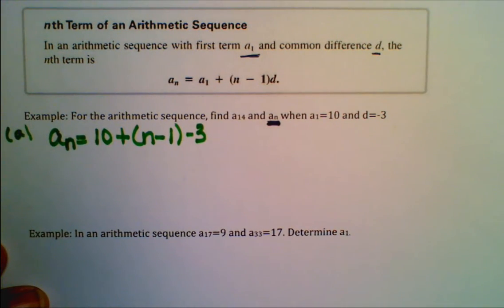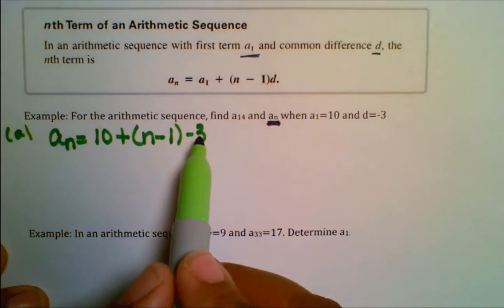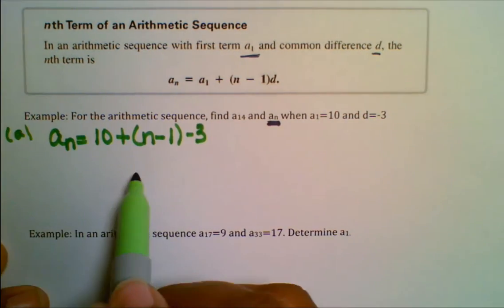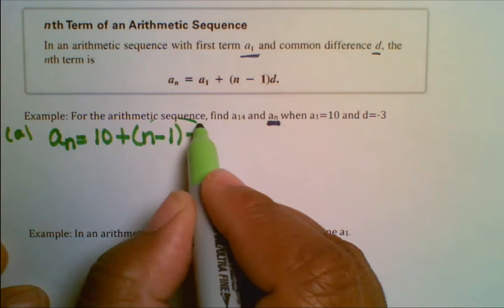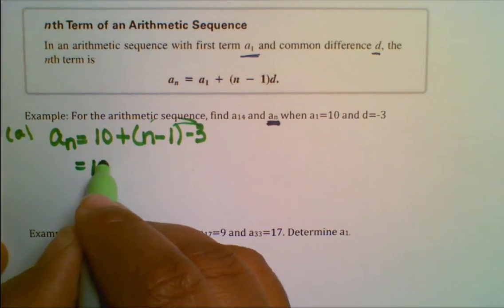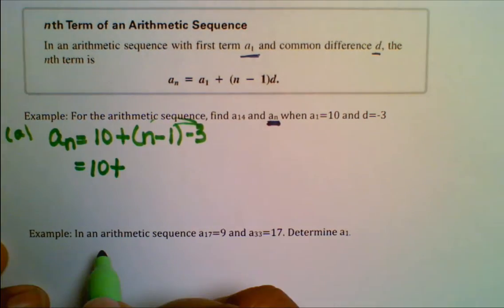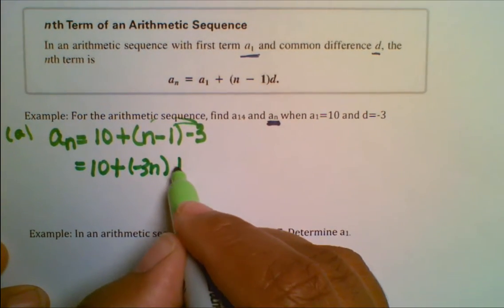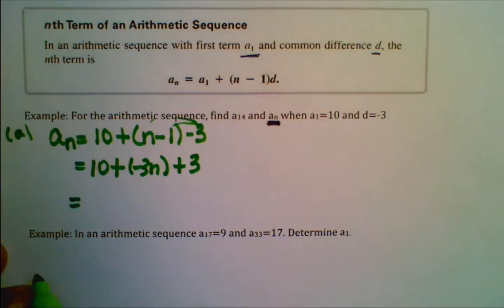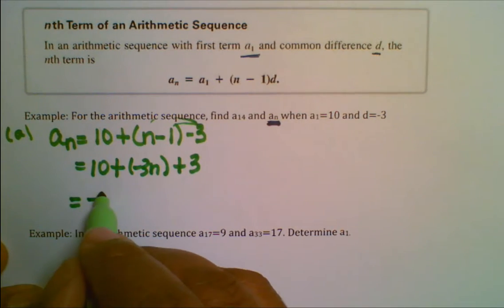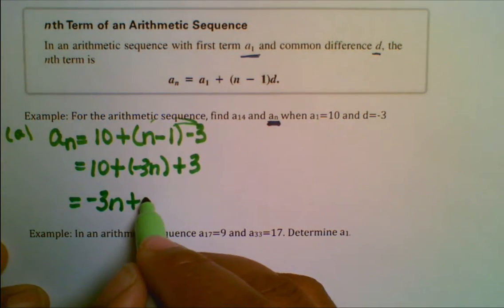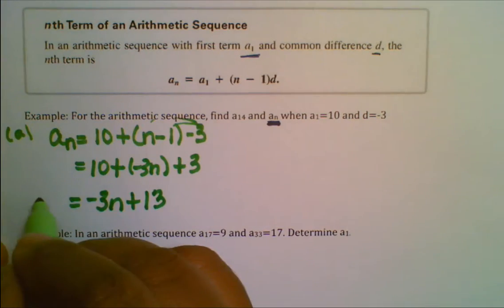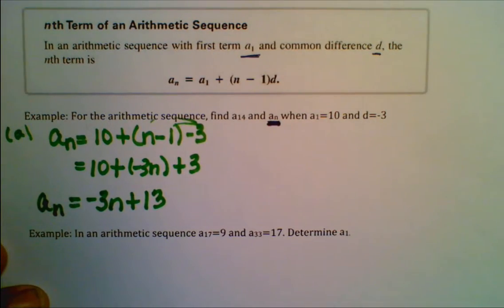Then, since we want to find a sub n, we're going to distribute this -3. We have 10 plus -3n plus 3, and then we have -3n plus 13. That is our a sub n. So that's the first part.